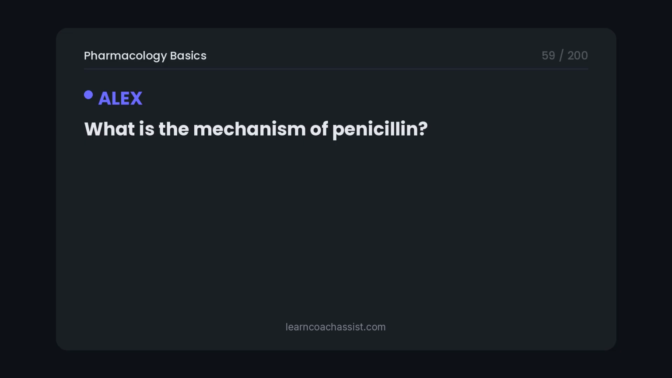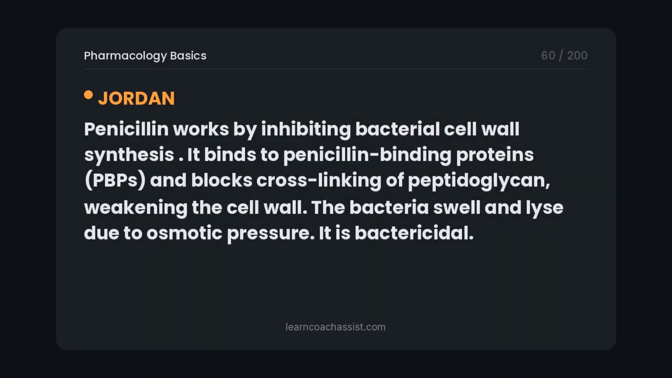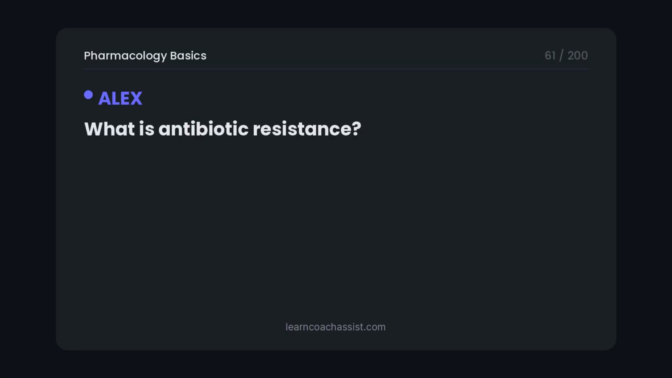What is the mechanism of penicillin? Penicillin works by inhibiting bacterial cell wall synthesis. It binds to penicillin-binding proteins, PBPs, and blocks cross-linking of peptidoglycan, weakening the cell wall. The bacteria swell and lyse due to osmotic pressure. It is bactericidal.